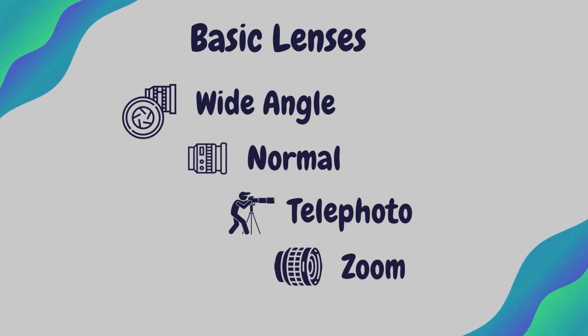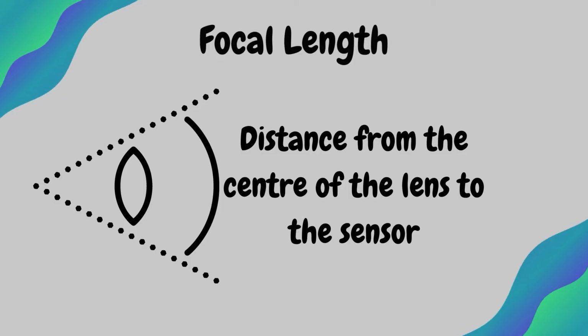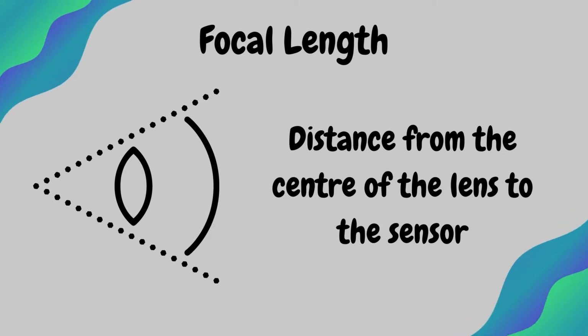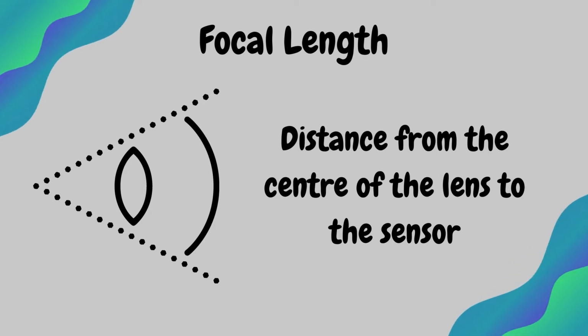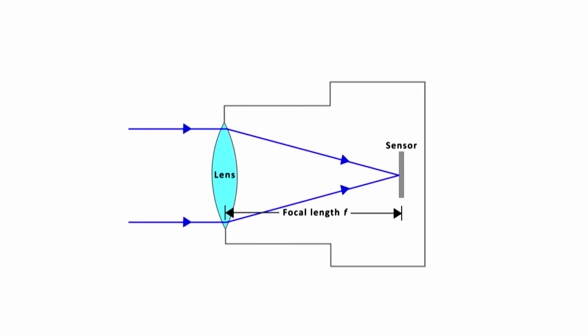Now, if I am going to keep all the 4 lenses here on the table, all these lenses are known by their focal length. This focal length is nothing but the distance from the center of the lens to the sensor. I repeat, it is the distance from the center of the lens to the sensor. There you have the lens over there in blue, from there to the sensor, that is the focal length of the lens.